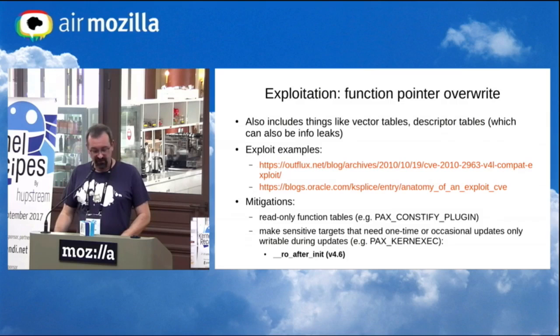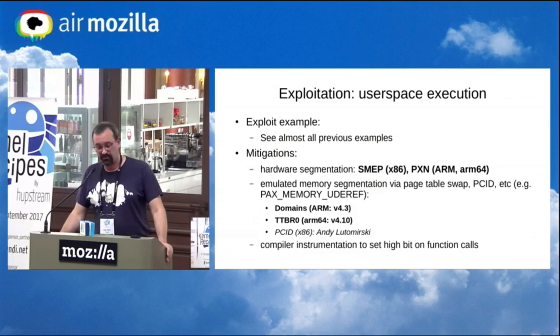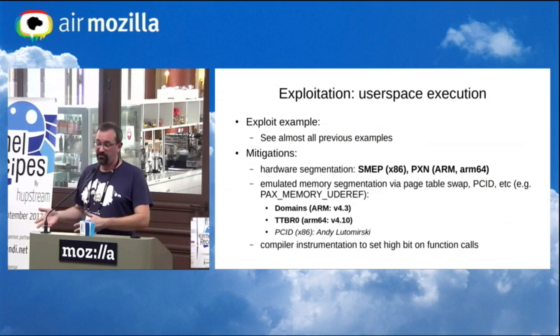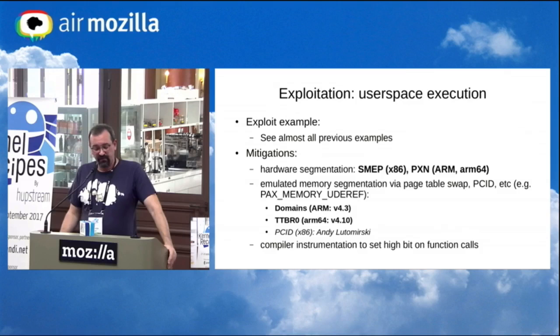Finally, there's user space execution. This is used by virtually all of the examples I've listed so far in the slides, which is, once an attacker gets execution control, they just tell the kernel to jump into user space memory and run their attack. Because as an attacker, you have much more control over there, because in the kernel you don't have writable and executable memory, or you shouldn't. This is being solved with various hardware things. I shouldn't call this segmentation. And emulation of this has existed for quite some time.